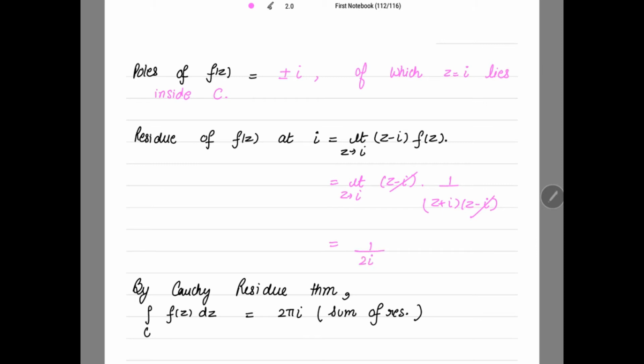Is it fine? Alright. Now by Cauchy residue theorem, this integration over C f(z) dz is equal to 2 pi iota times the sum of the residues. Because I'm having only one pole over here, I have to write only the residue for that pole. So this is 2 pi iota times 1 over 2 iota, where iota and 2 cancel, which is pi only, right?